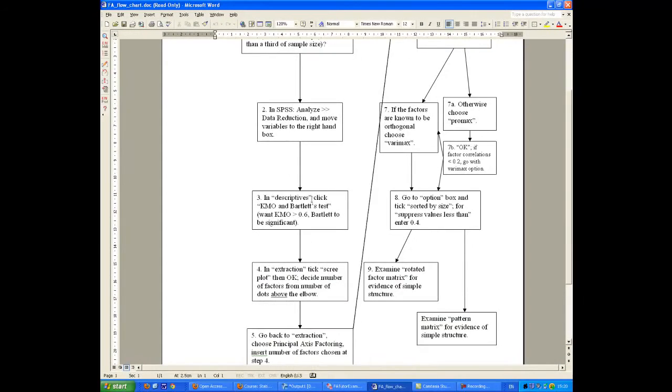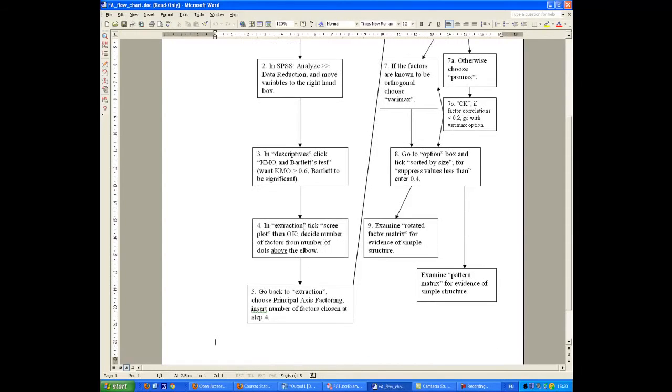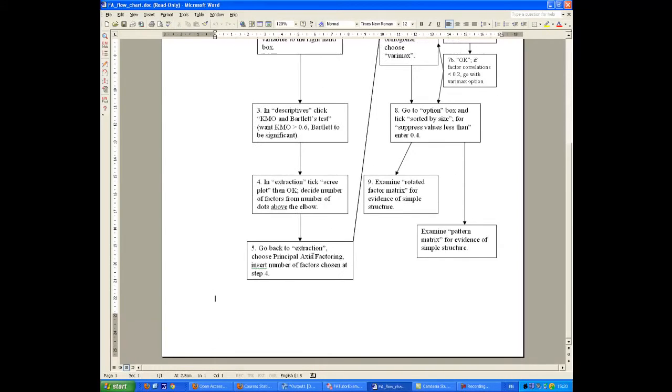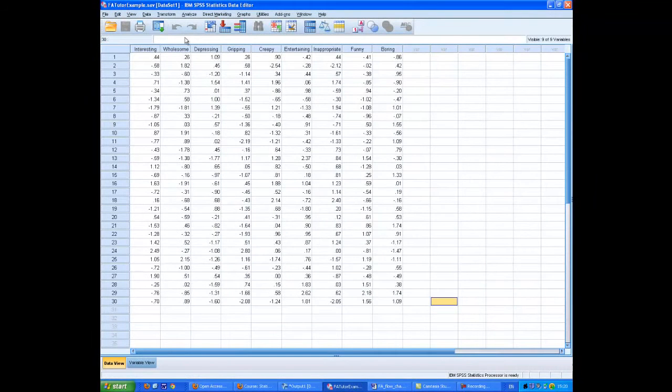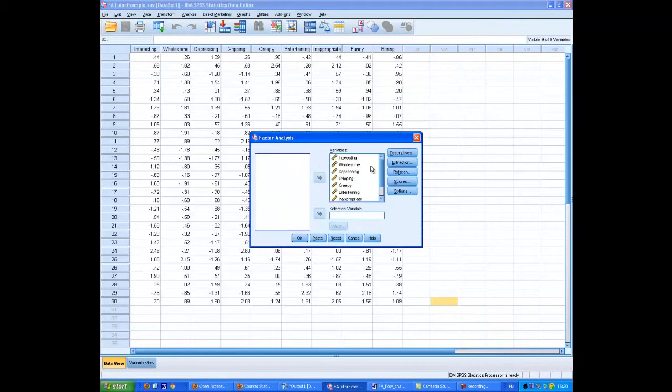So what I've done so far is I've clicked KMO and Bartlett's test, and I've clicked the scree plot, and I've decided that there are 3 factors. So what do I do next? I go back to extraction, choose principal axis factoring, and insert the numbers that I've already got. So I will go back and basically do the whole thing again.